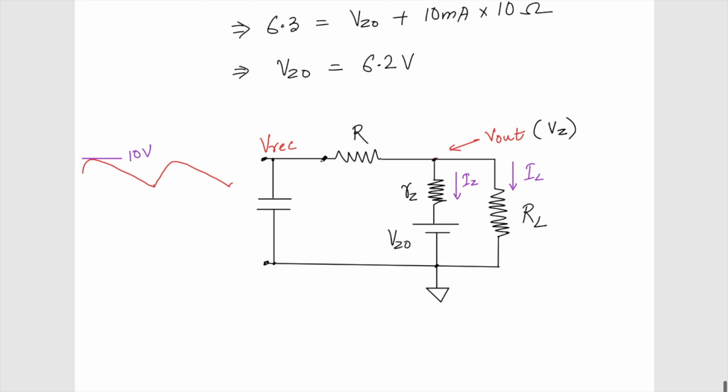Now what I can write is the current flowing through this, the total current flowing through this, which is basically the maximum current IZM, we can rewrite with the Vrect. We can find this resistance such that this voltage is never beyond this maximum voltage.